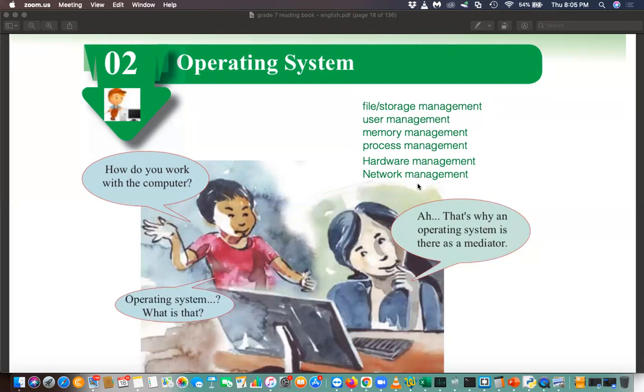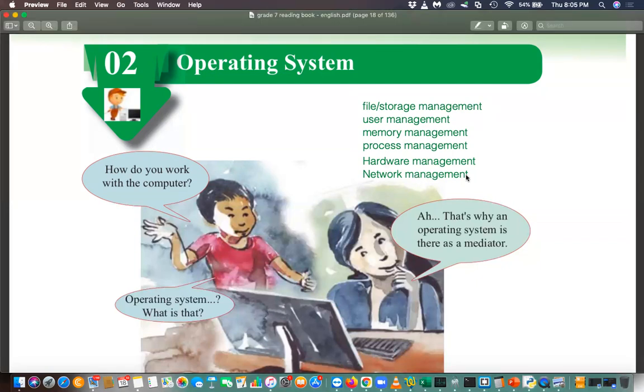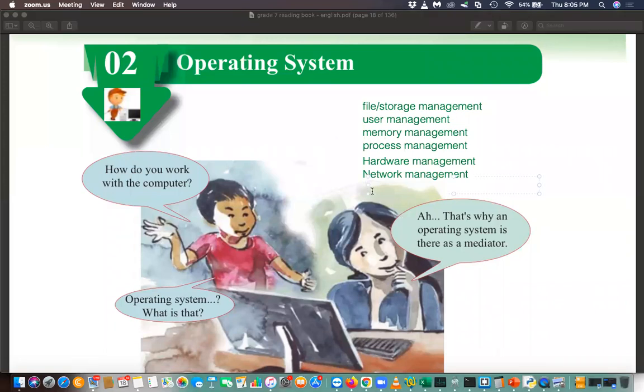Software management. Yes, one said software management. That is also correct, right? I couldn't add it before, so let's add it now. Another thing is software management or application management. That is also correct.